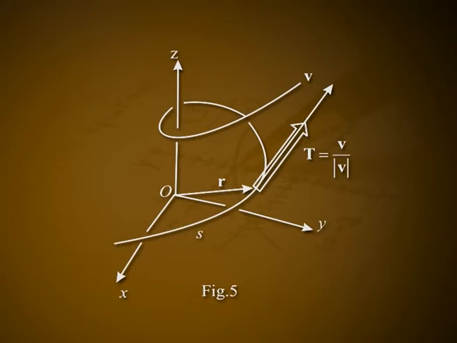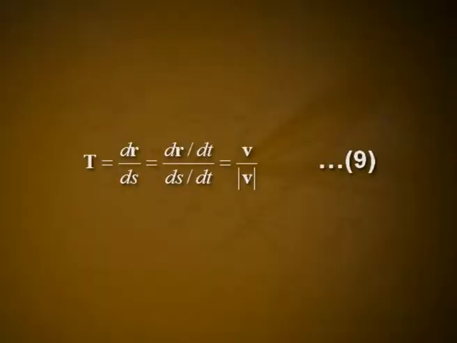Figure 5. Definition. The unit tangent vector of a differentiable curve r(t) is T equal to dr/ds, which is equal to (dr/dt) by (ds/dt), which is equal to v by |v|, equation number 9. The unit tangent vector T is a differentiable function of t whenever v is a differentiable function of t. As we will see in the next chapter, T is one of 3 unit vectors in a traveling reference frame that is used to describe the motion of space vehicles and other bodies moving in 3 dimensions.